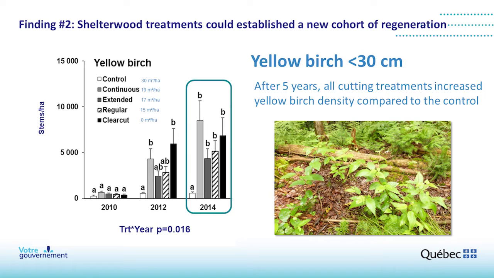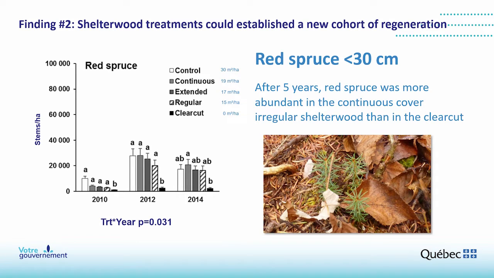The yellow birch is a species that responds well to ground and cover disturbance, so it's no surprise, but it's always fun to see that. Okay, the story is a little different for the conifers. If we look at now the red spruce regeneration, focusing on the 5th year, we see that only the continuous cover irregular shelterwood significantly increased the red spruce density compared to the clear cut, and was not significantly different from the other shelterwood and uncut treatments.